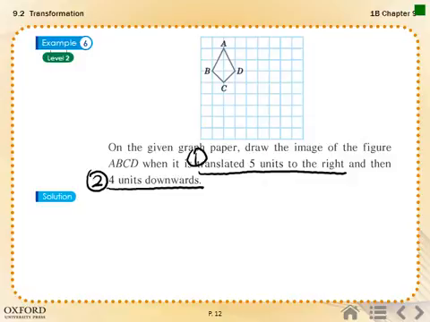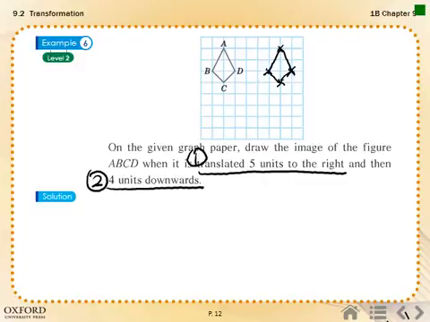For example, if I want to translate 5 units to the right, that means the image of A would be here, the image of B would be here, and the image of C would be here, and the image of D is here. First of all, we have to use the ruler to join these 4 points together.